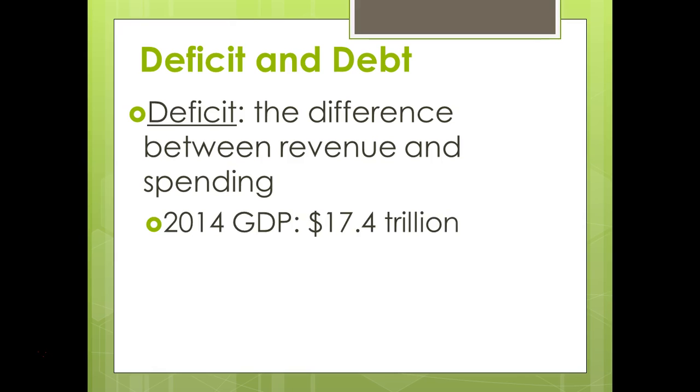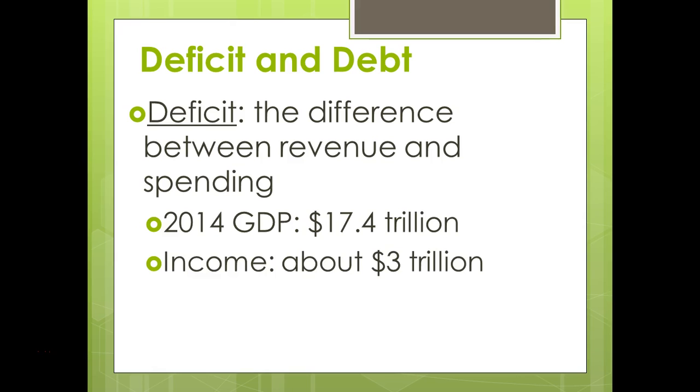In 2014, our gross domestic product for the U.S. was about $17.4 trillion, a lot of money. But our income, the government income at the federal level, was about $3 trillion. So of that, all the money in our economy, $17.4 trillion, the government taxed about $3 trillion of it.